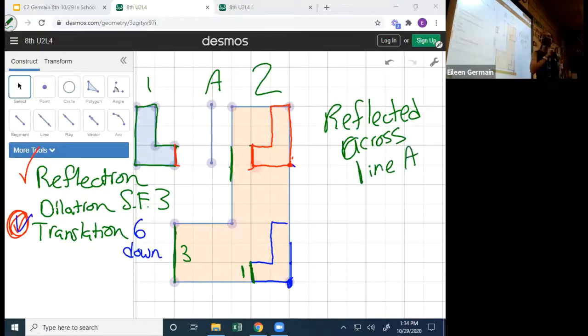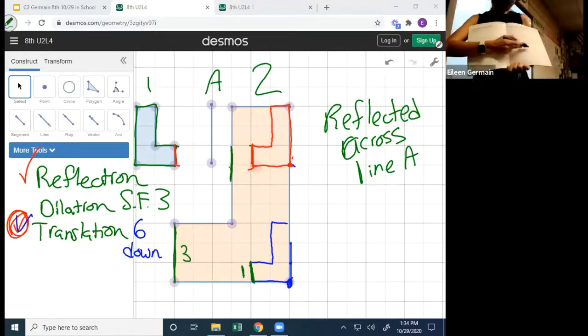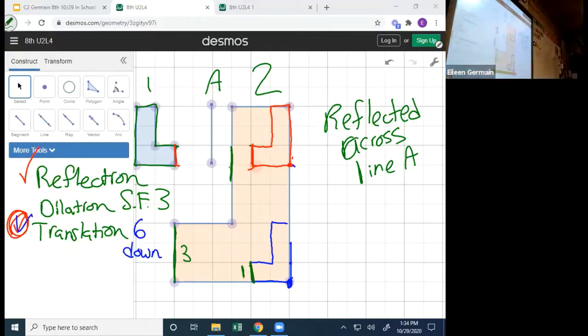If you have your textbook, I want you at the bottom. It's a really big space down here, so I want it on the right side of your page. In your textbook, I want you writing down the sequence of transformations. First, we reflected across line A. What was our next move here? If we think back, what did we do next?